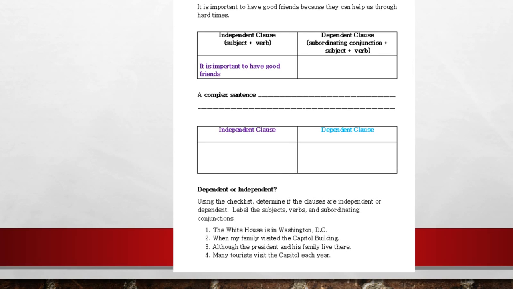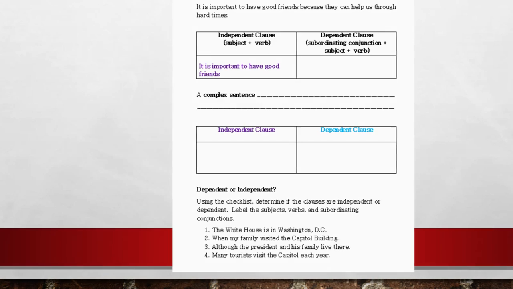Now let's look at the rest of the sentence. It says, "Because they can help us through hard times." Because they can help us through hard times. That part of the sentence is considered the dependent clause.